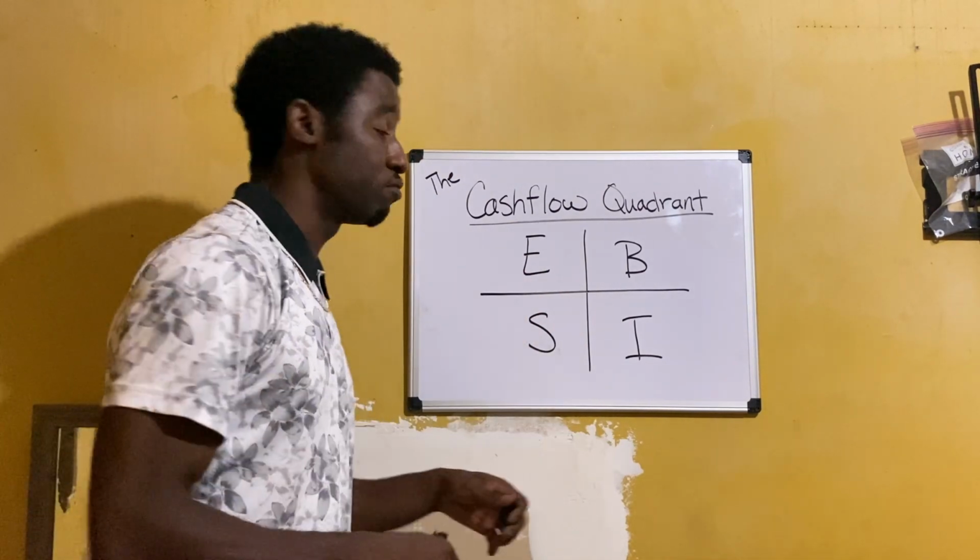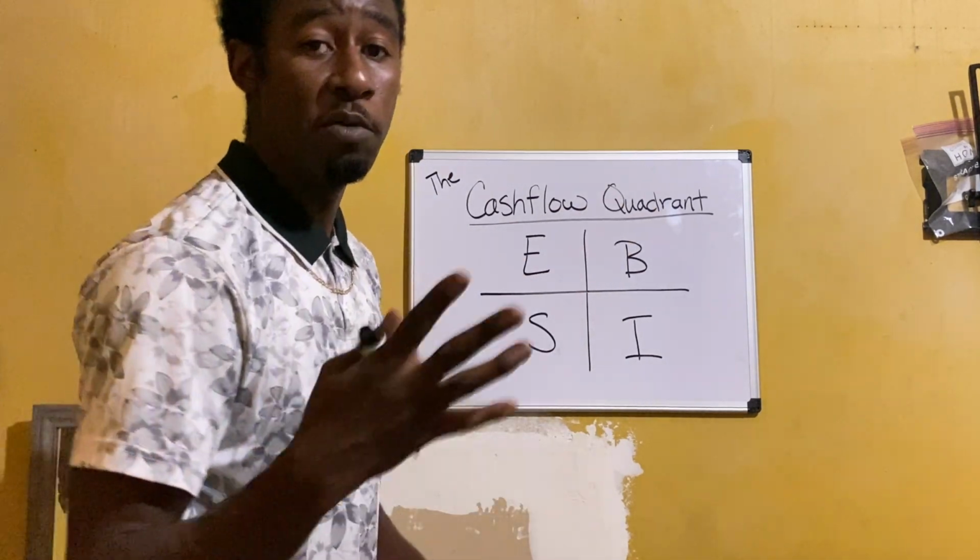Which quadrant are you in? You see it. These are the 4 different ways people make money.